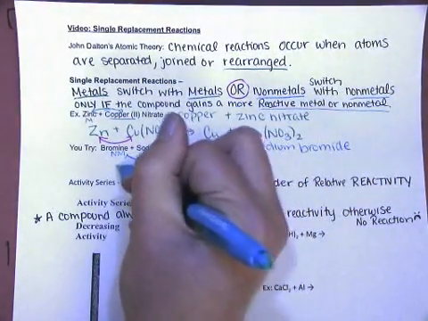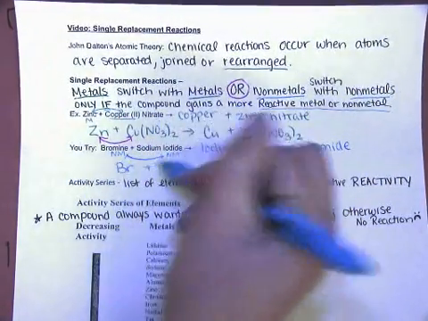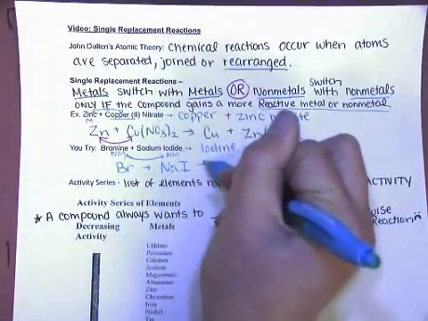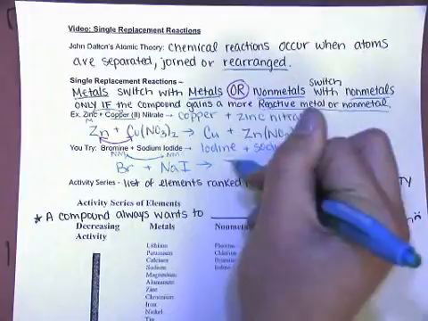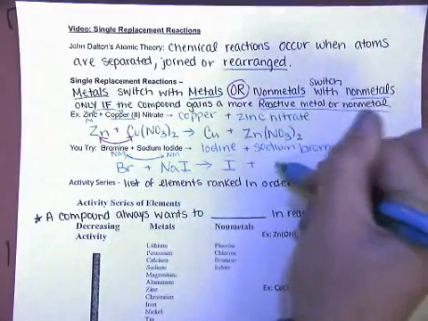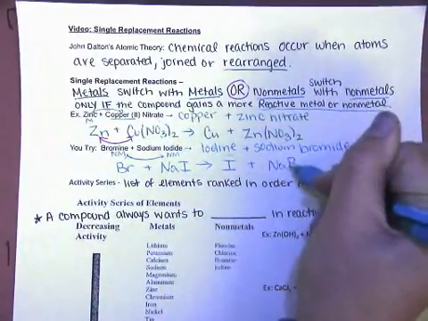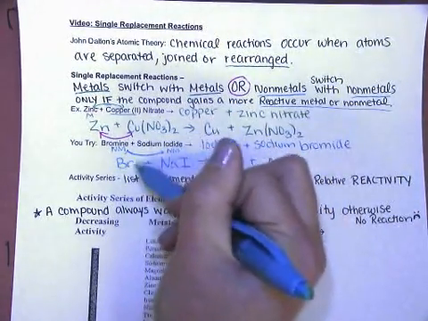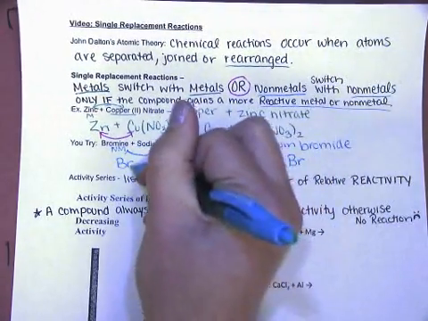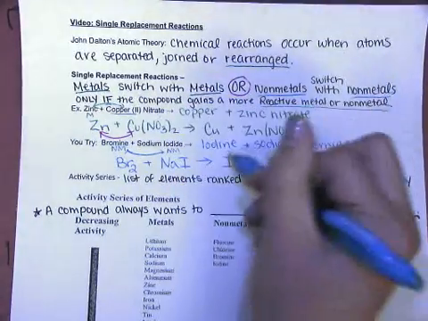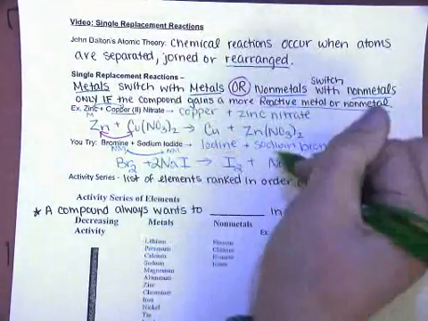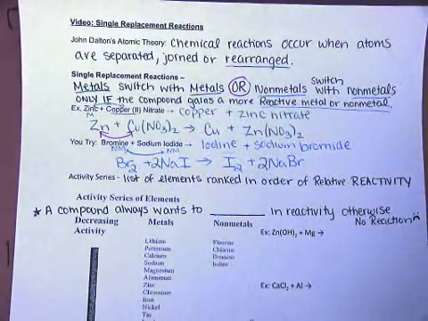I have bromine, Br, plus sodium iodide, NaI, makes iodine, that's the element, plus sodium bromide. Now I go back and check if I had diatomics. Bromine is a diatomic, so it's Br2. Iodine is also a diatomic, so I have a 2 here and a 2 there.